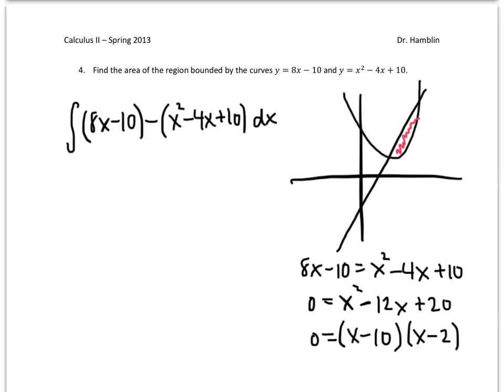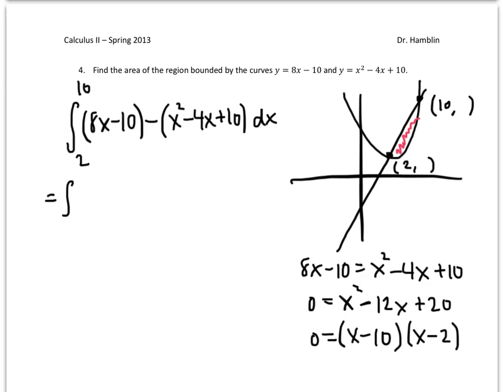Which means our two roots are at x equals negative 2, or sorry, positive 2, so this is 2 comma something, and this point up here is 10 comma something. And again, we could work hard to figure out what those y values are, but we don't need them in this problem, so let's just leave those blank. So now we know that the bounds on our integral are 2 to 10. Okay, so now we're ready to take our antiderivative and plug in.